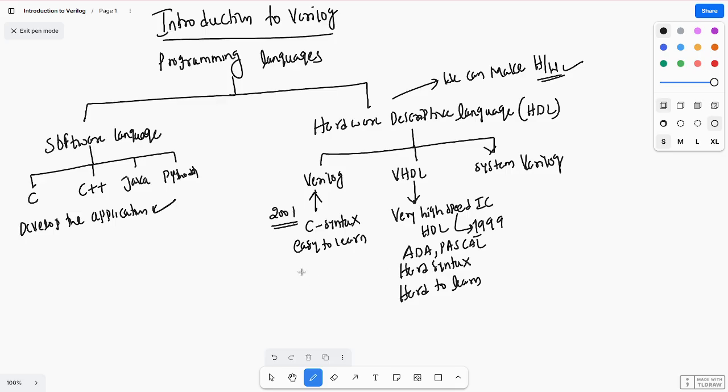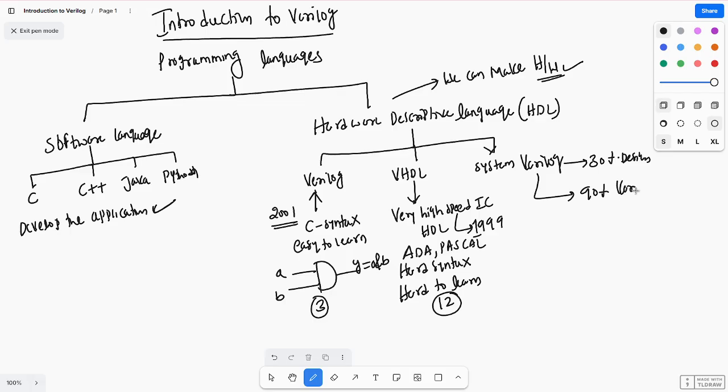Suppose for example you take a simple AND gate. Inputs are A and B, and output is A and B. With 3 lines of code you can write it in Verilog, but in VHDL it will take 12 lines of code. And next, SystemVerilog: nowadays they are using SystemVerilog 30% for design also, but 90% they will use for verification.